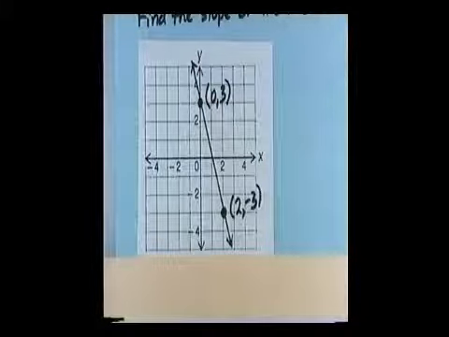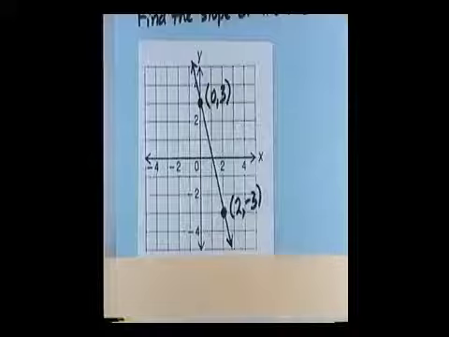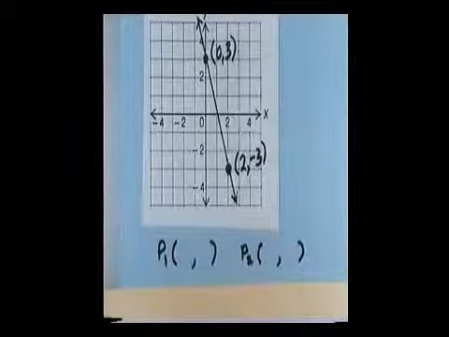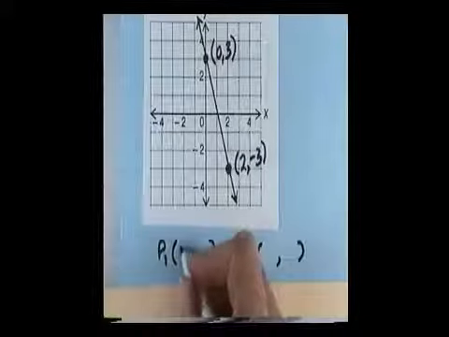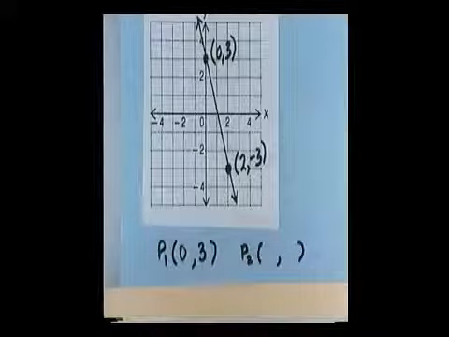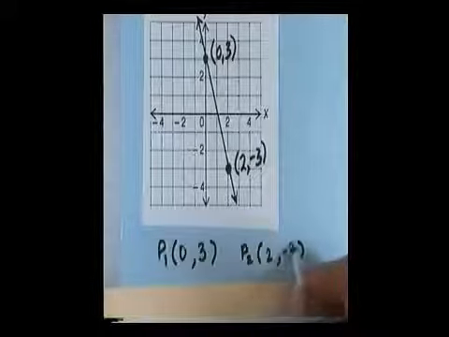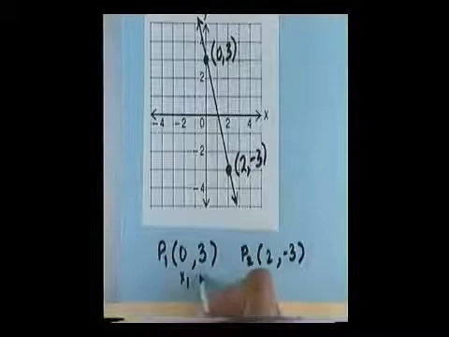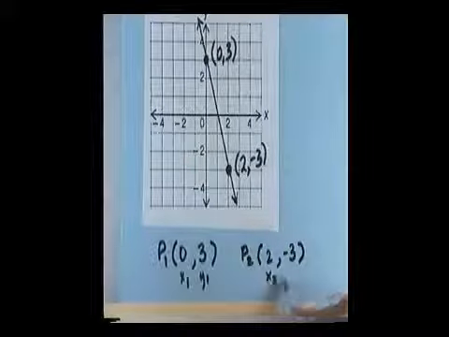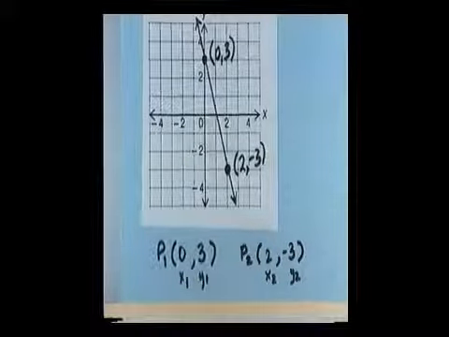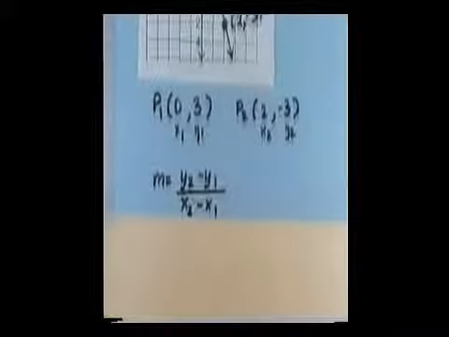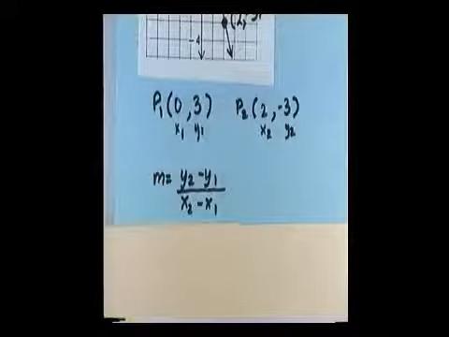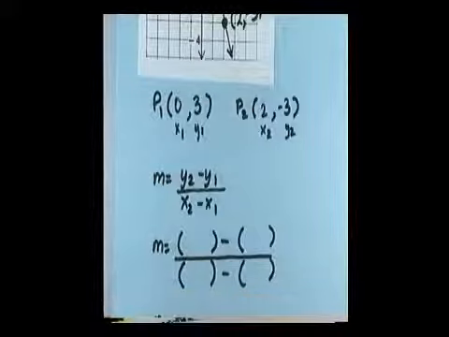Now also we can determine the slope because we have got 2 points. We can fill those values into the equation and find the slope. So point number 1 is 0, 3. Point number 2 is 2, negative 3. Well, that gives us an x1 and y1, an x2 and y2. And we can fill into the formula for slope. Slope equals y2 minus y1 over x2 minus x1. Here's our form for the slope.